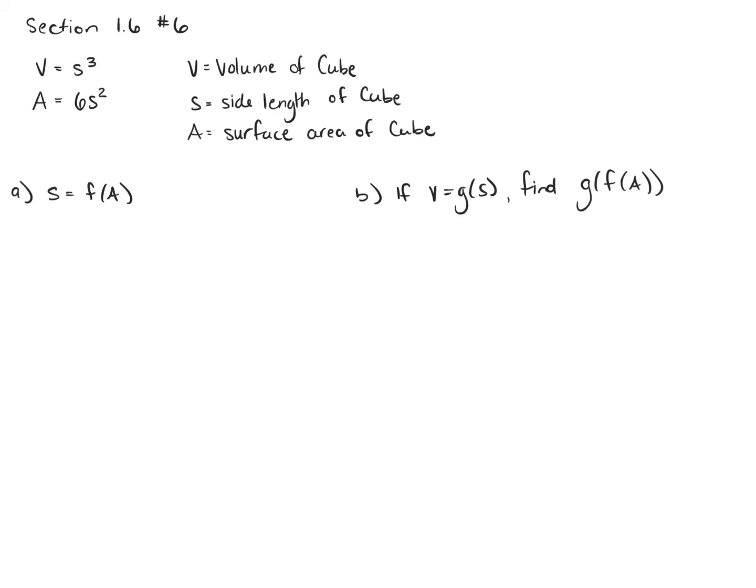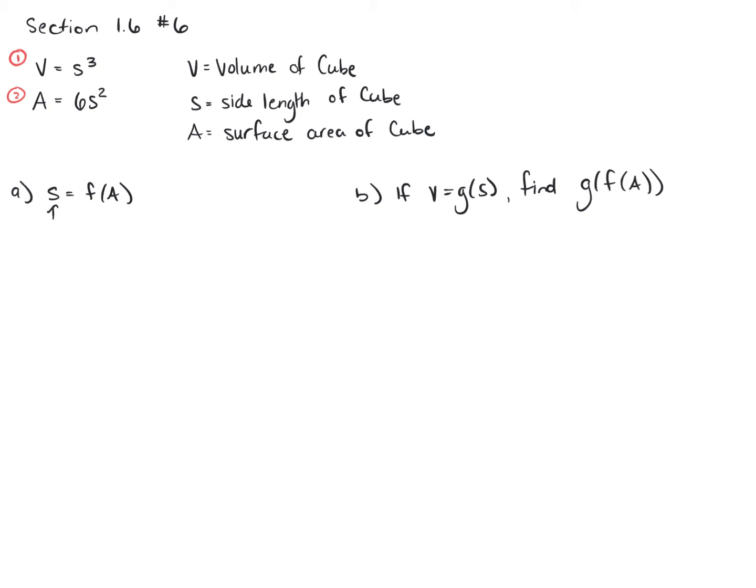Let's take a look at section 1.6, number 6. In this problem, we're given two equations, so I'll label them. Equation 1, we're given the volume of a cube as a function of the side length of the cube. And equation 2, we're given the surface area of a cube as a function of the side length of the cube. So question A wants us to come up with a formula where S is a function of A.